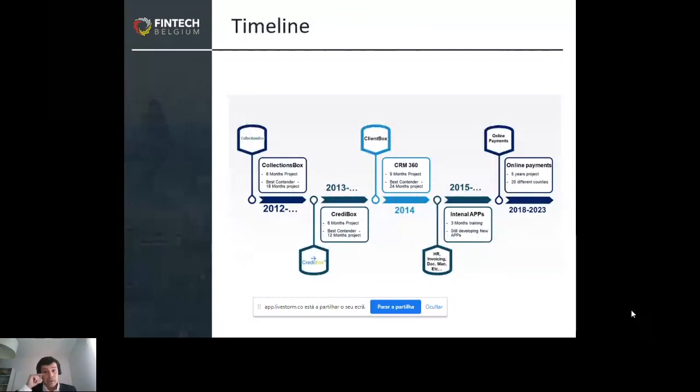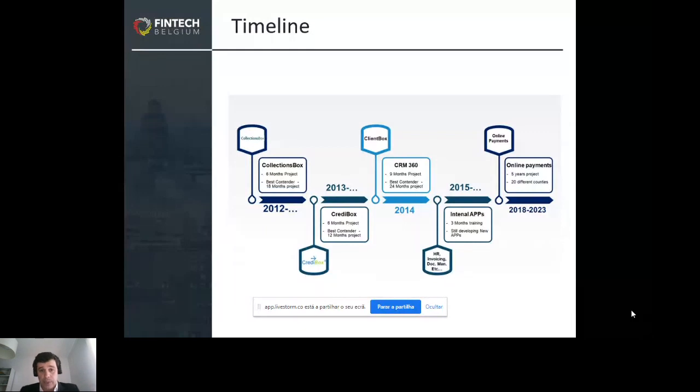So I will give you a timeline of what happened after this. Building two systems in one bank was very good, but the important thing is that the bank kept working with the platform and kept doing major projects in the bank. So I'm going to give you just a glimpse of what happened from 2012 until now.